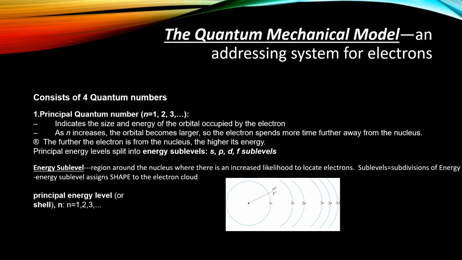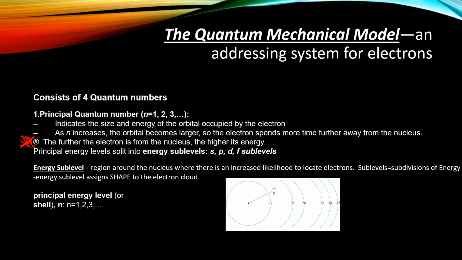So as we said, as the value for n increases, again going from 1 to 7, typically, the orbital becomes larger because, again, we're getting further away from the nucleus, and so the electron is going to spend more time further away from the nucleus than something in a lower energy level. Okay, so big picture relationship right here, very important. The further the electron is from the nucleus, the higher its energy content is.